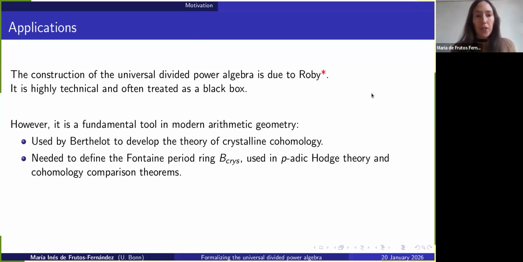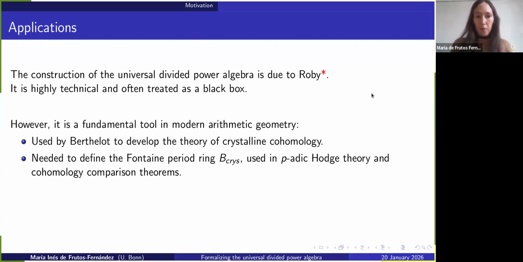I will not give all of the details of the construction today because this construction is very technical. It is very often treated as a black box in the literature. But I want to mention some places where this is used because this is a very important tool in modern arithmetic geometry. So this was used by Berthelot to develop the theory of crystalline cohomology. And this is also needed to define the Fontaine period ring B_dR, which is being used in p-adic theory and also in some comparison theorems between different cohomology theories.